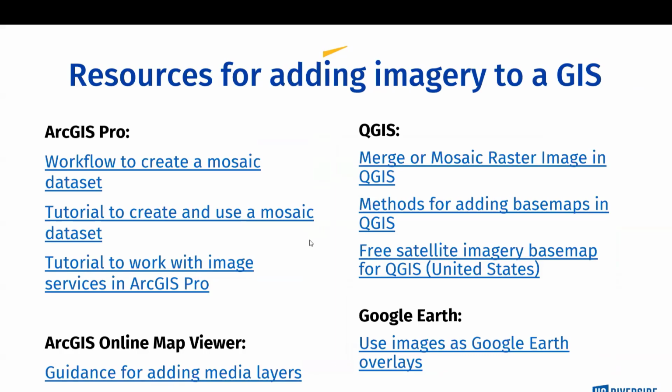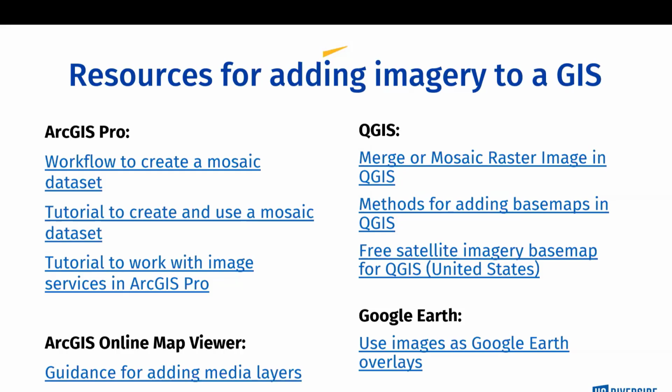So as I mentioned, I have resource slides scattered throughout, and this one is just a compilation of a few of the many guidances or tutorials or things like that about adding imagery to a GIS, because it does vary so much platform to platform. And this is the tip of the iceberg, but hopefully it would get you started on some things.